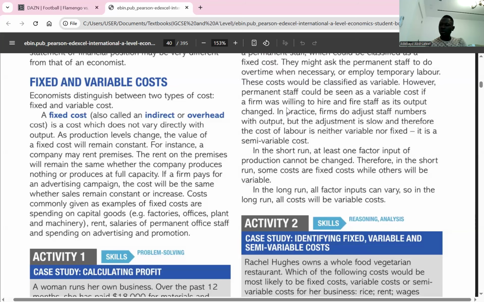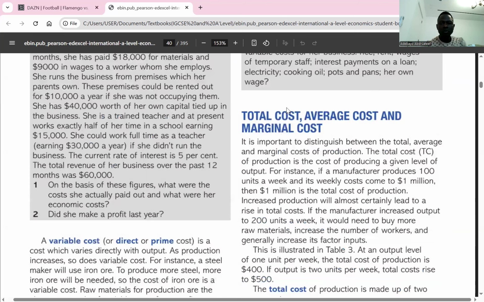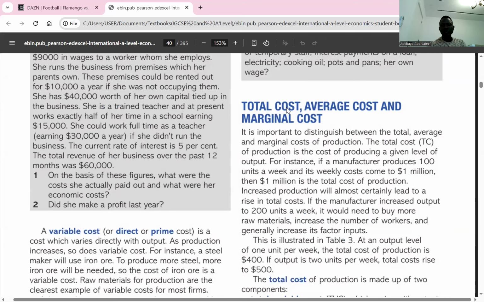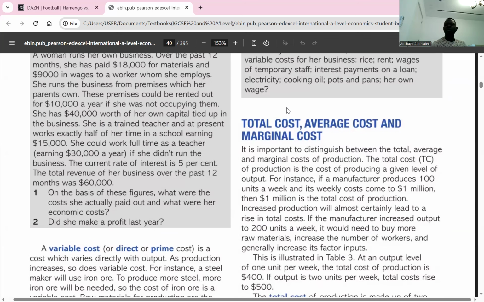So that takes us to total cost, average cost, and marginal cost. Are you there? Good. So for total cost, why do we call it total cost? We call it total cost because it's the cost of producing a given level of output. That is why we call it total cost, which is TC.